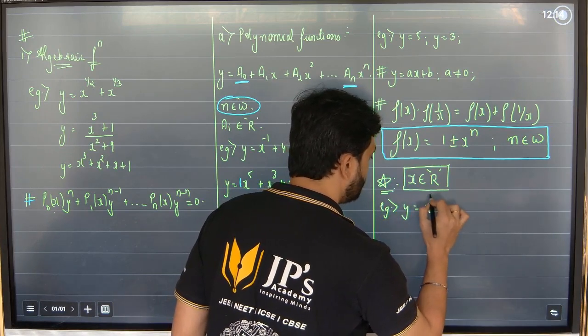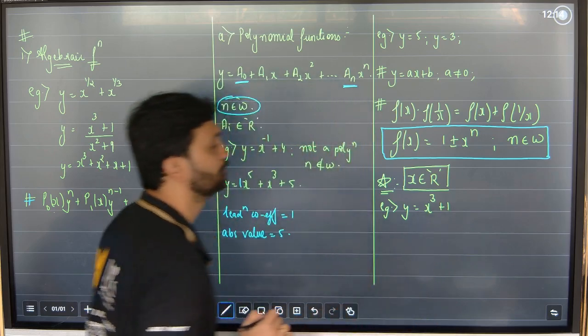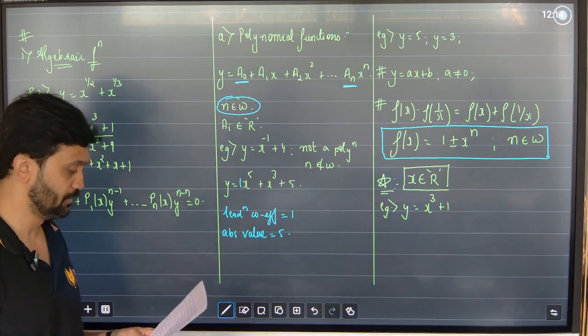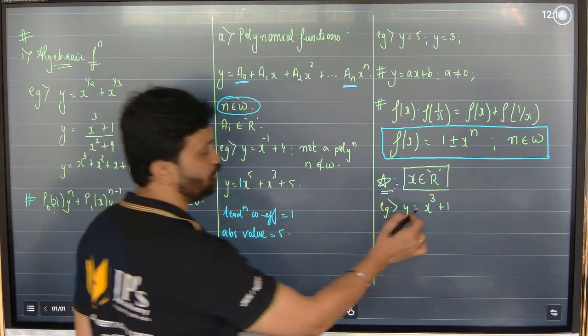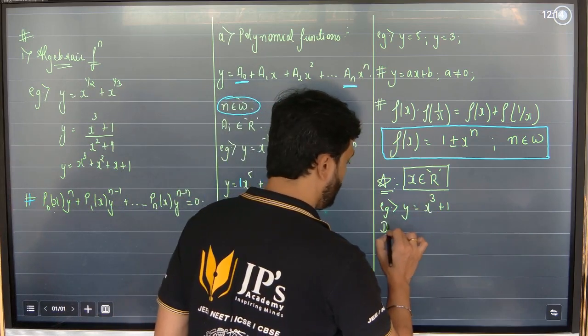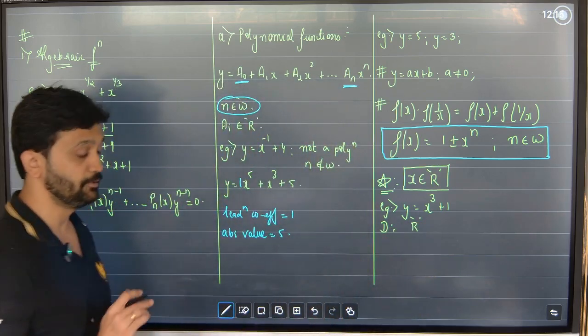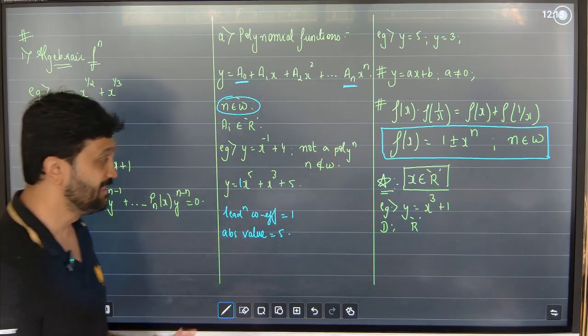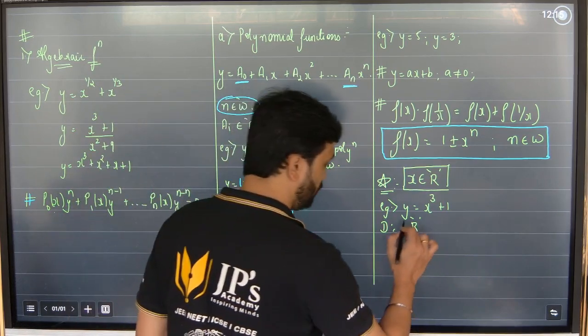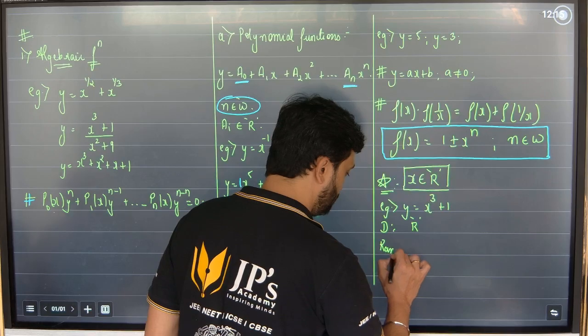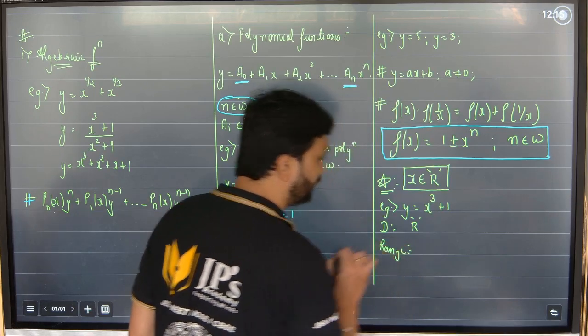Y is equal to x cube plus 1. Domain means x values. Here I know that since it's an odd degree polynomial, my domain is going to be all real numbers. Now range is something, see, it's all real numbers. Now for range, what we do is we convert everything in terms of y.